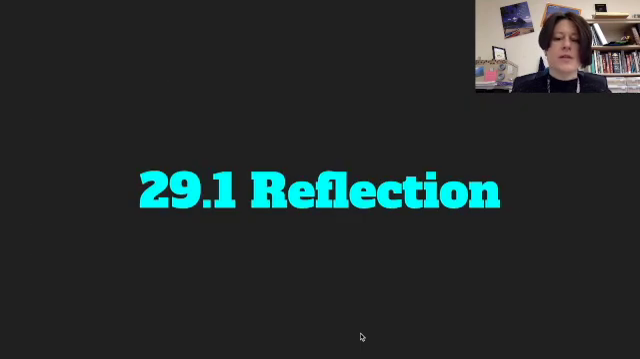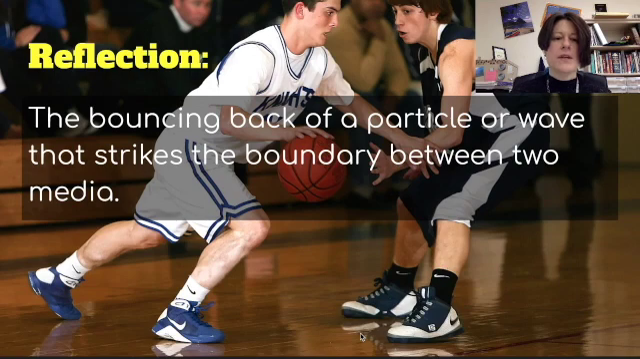So let's first talk about reflection. What is it? Reflection is the bouncing back of a particle or wave that strikes the boundary between two media. A lot like this basketball. When the basketball player is dribbling the ball, he knows that if he bounces it at a certain angle, it's going to bounce back at a different angle, especially if you've ever done a bounce pass, that follows the law of reflection.